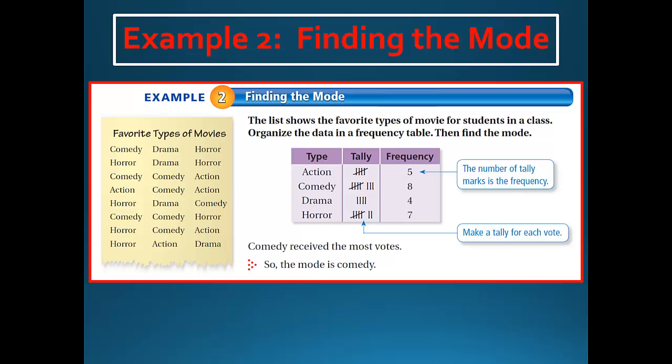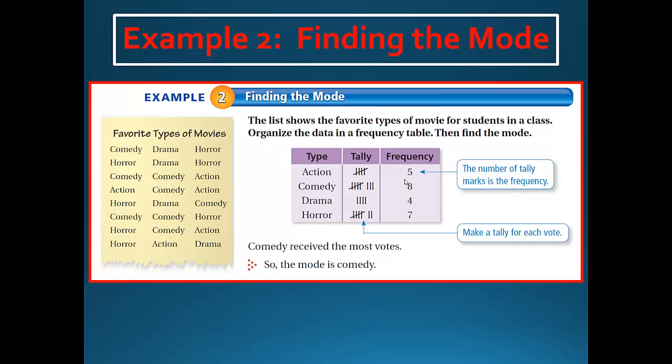Then we can look through the favorite types of movies at the left, and we can go through these and make tally marks. So on the favorite types of movies, when you see comedy, you can come over and make a tally mark on your frequency table. And then drama, you can make a tally mark. Horror, you can make a tally mark. After you get through the whole table, you then add up your tally marks to see your frequency.